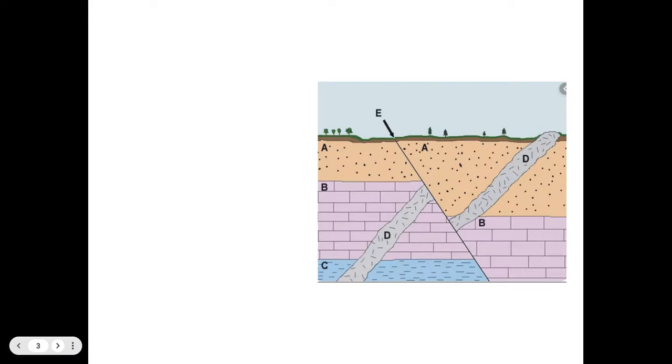The other thing to know is the law of cross-cutting relationships, and that is that anytime a feature crosses other rock, the other rock has to be older, and the feature that's crossing the rock is younger.